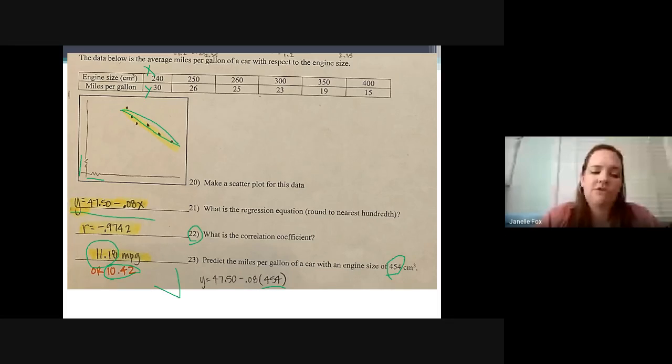And then predict the number of miles per gallon. So basically what I did is I just took this value of 454 and plugged it into the engine size, which was the X value. I took my equation and plugged it in. If you rounded a little bit differently, you could have also gotten this value right here, 10.42. So if you have either of these answers, I would have called those a success. That's it, guys. That is all you have to do.